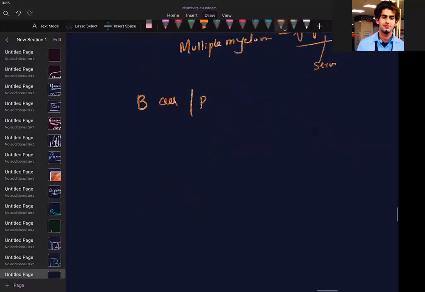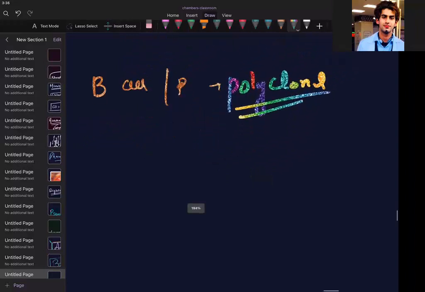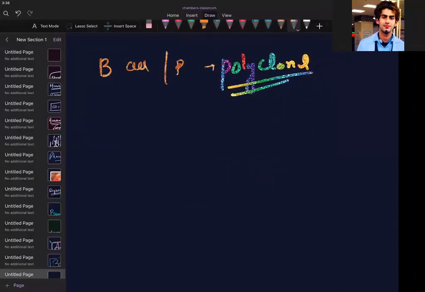So let me write, if a B cell is showing hetero, what to write? Polyclonal. We should write polyclonal first. For understanding these concepts, you should also have the knowledge of immunology. That's what we are starting in microbiology. People say that it's a dry subject, but it's really interesting. It's everything, believe me.